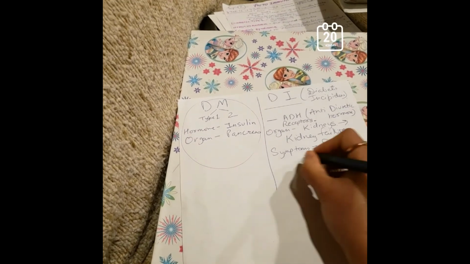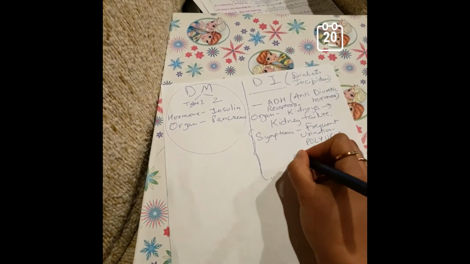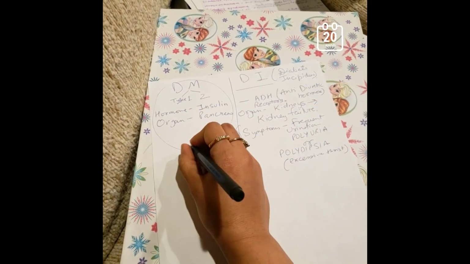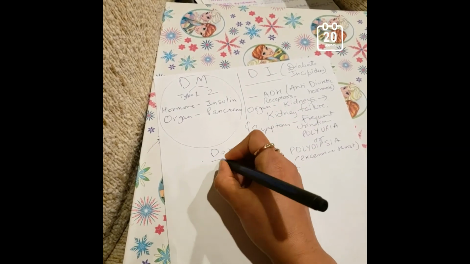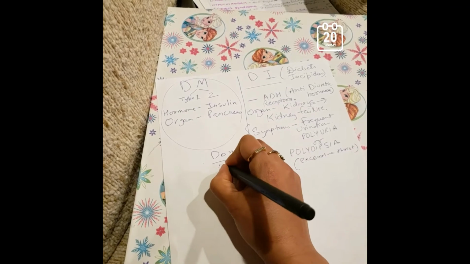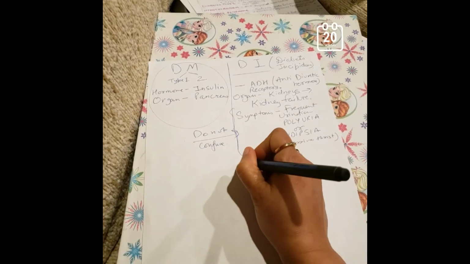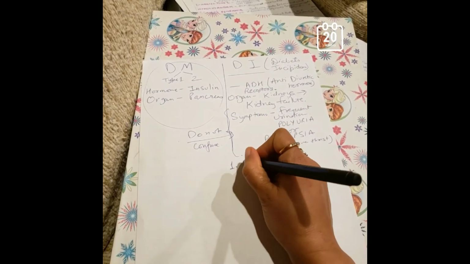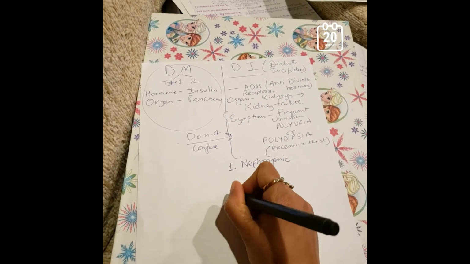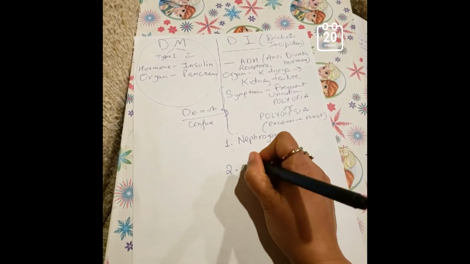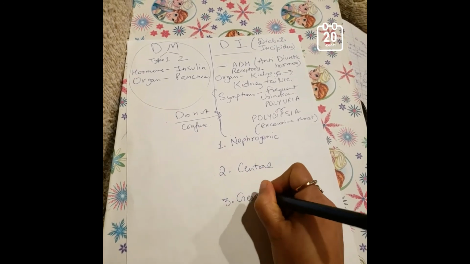These two are very common symptoms that are also involved with diabetes mellitus, but one should not confuse diabetes insipidus and diabetes mellitus because they are two different things. So do not confuse yourself because of these two symptoms. Diabetes insipidus has 3 types. One is nephrogenic. Another one is central. And the third one is gestational.